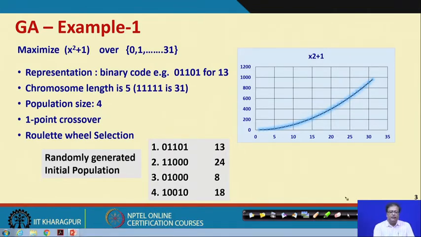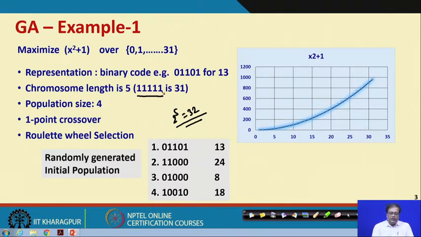The reason is that the number is between 0 to 31, that means a range of 32 should be sufficient. That means 2 to the power 5 is 32. So, using that 2 to the power 5 equal to 32, we can have a chromosome length of 5. So, you see that if it is 1 1 1 1 1, it will be 31, and 0 0 0 0 0 will be 0. And let us take only a population size of 4 with a 1 point crossover and roulette wheel selection.